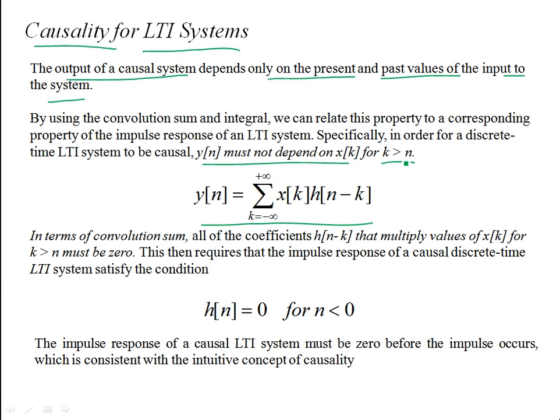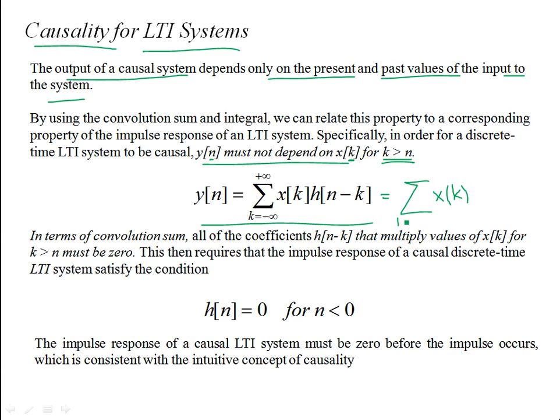So k greater than n means that to compute the present output at n, you are invoking the future. If k is greater than n, then you need the future samples of the input, which is not possible. So this summation has to be limited; you have to limit the upper limit. So x of k can't go beyond n. You can't have infinite.